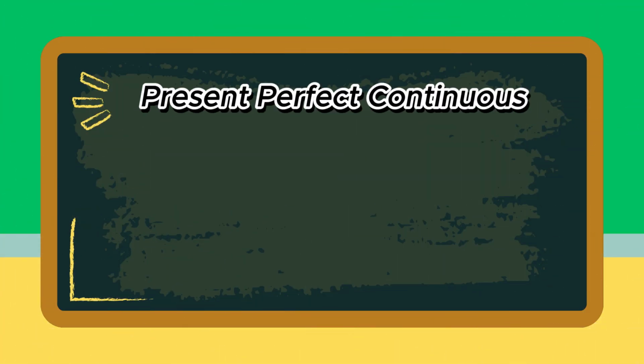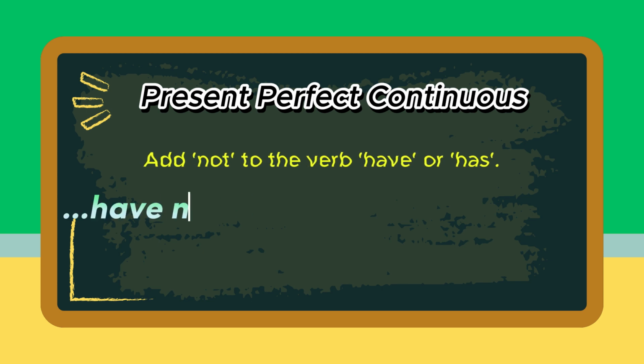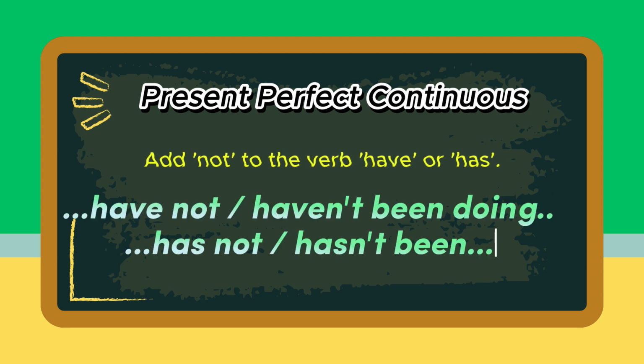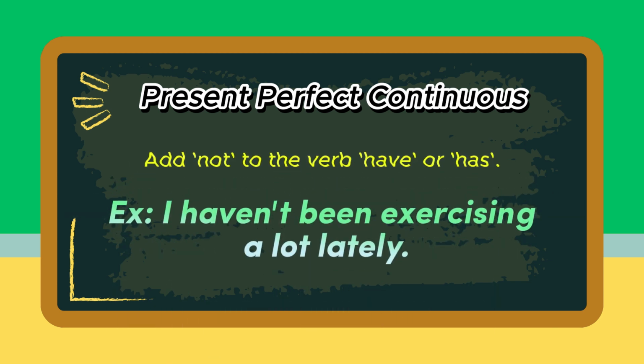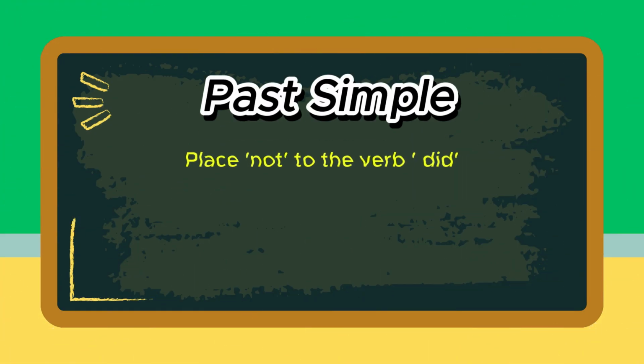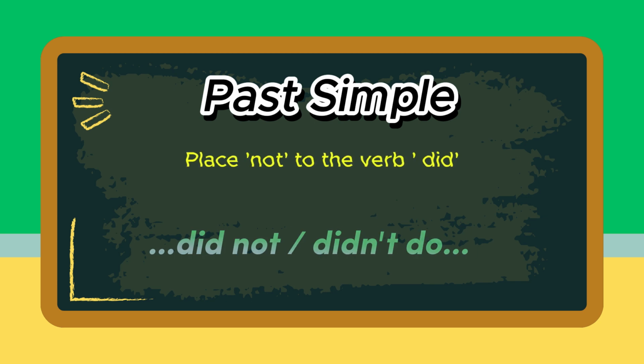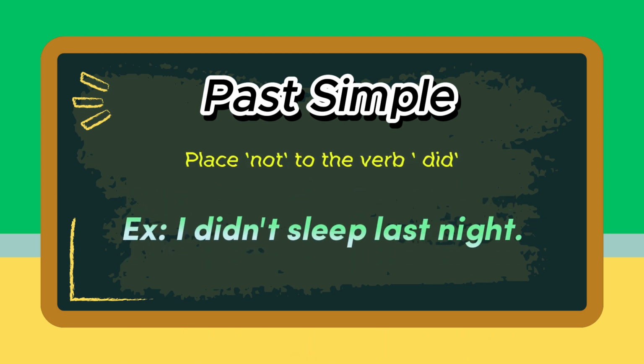Present perfect continuous. Add not to the verb have or has. Example, I haven't been exercising a lot lately. Past simple. Place not after the verb did. Did not, didn't do. Example, I didn't sleep last night.